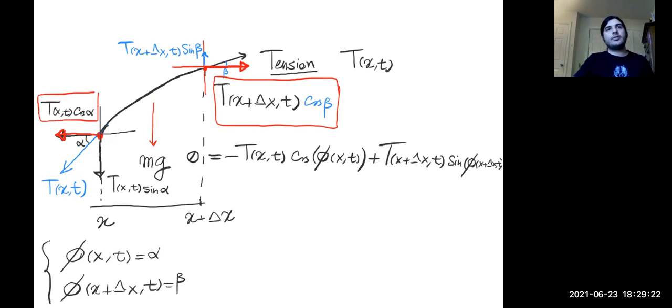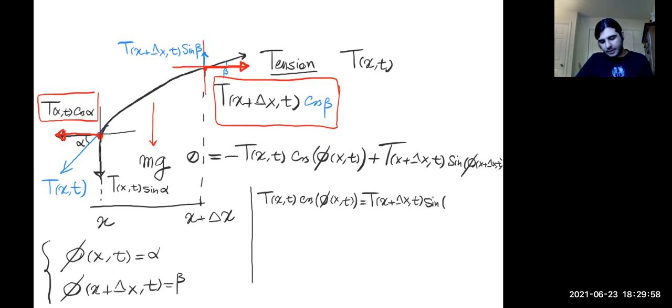Okay, is that clear to everyone? Is everyone following? Why is that the case? This is the total force in the horizontal direction, and because the string is not moving in the horizontal direction, it's not going left and right, this should be 0. Great. So I take one term to the other side. So we have T of x and t cosine of phi of x and t is equal to T of x plus delta x and t cosine of phi of x plus delta x and t.